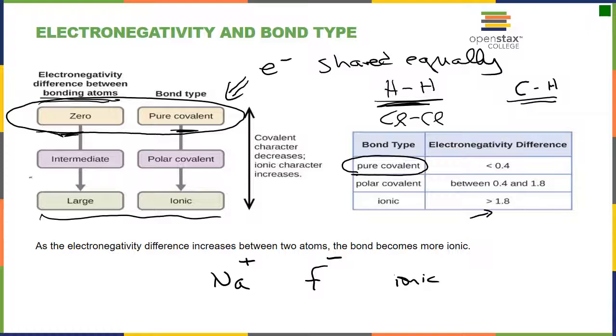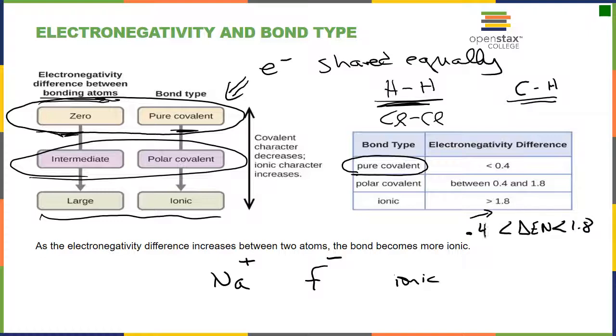Now, if it is in the middle, and we define in the middle in general as greater than 0.4 and less than 1.8. So if the difference, delta EN, difference in electronegativity between two bonding atoms, is less than 1.8 and greater than 0.4, we have a polar covalent bond. Polar means as in a dipole, as in two ends, meaning two different charges on the ends.